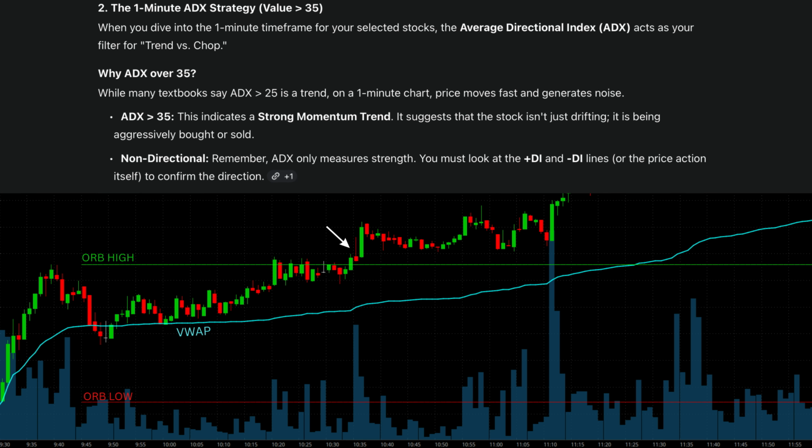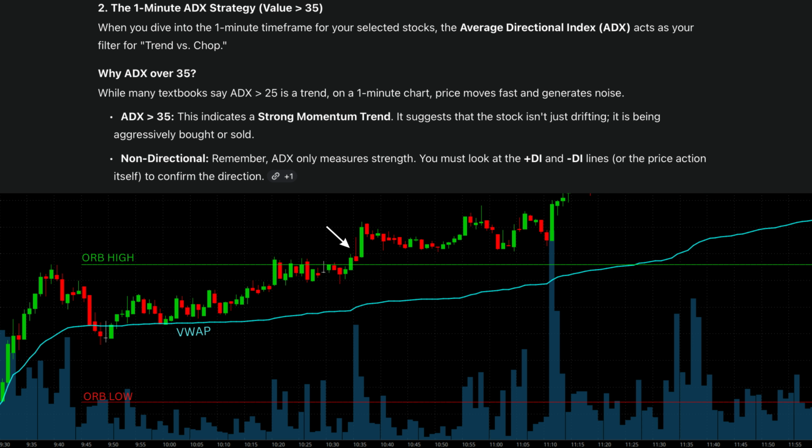2. The 1-minute ADX strategy, value greater than 35. When you dive into the 1-minute time frame for your selected stocks, the average directional index, ADX, acts as your filter for trend versus chop. Why ADX over 35? While many textbooks say ADX greater than 25 is a trend, on a 1-minute chart, price moves fast and generates noise.